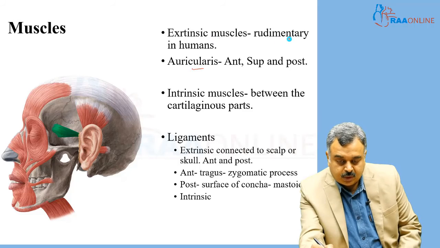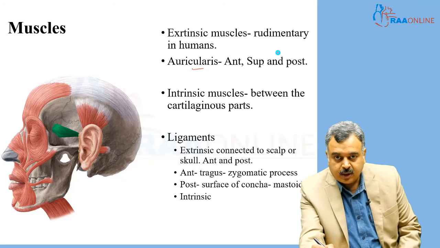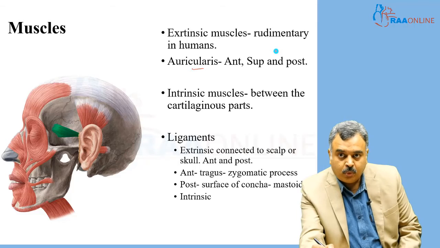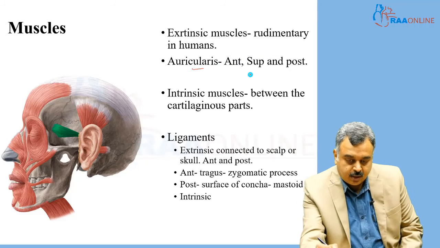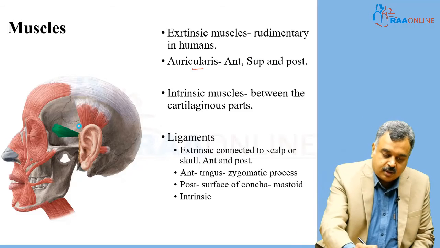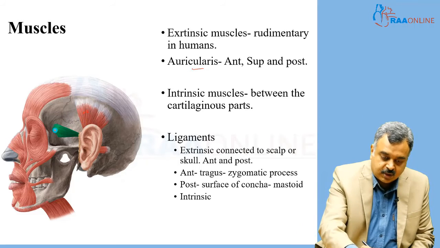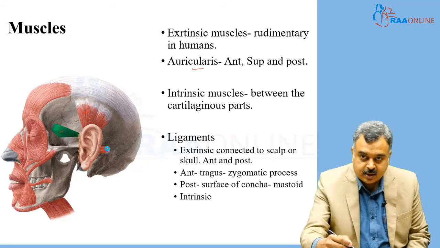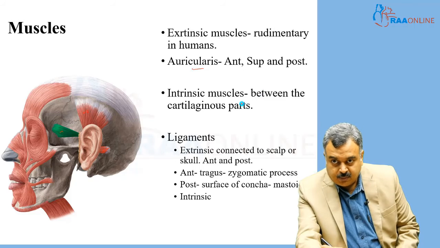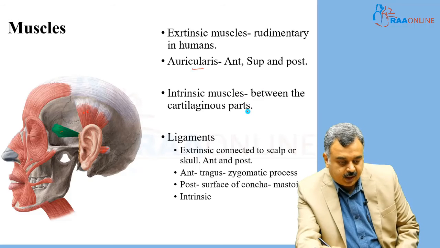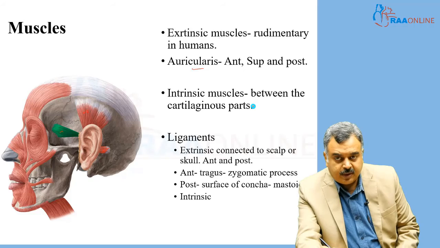The extrinsic muscles are rudimentary in humans. The muscles are basically responsible for movement of the pinna. Some people are still able to do it, but most people are not able to move the pinna in any way. It consists of auricularis anterior, superior and posterior. So these are the extrinsic muscles, and they are attached to the scalp aponeurosis or to the skull directly. The intrinsic muscles are between the cartilaginous parts, and they don't have any function as such.